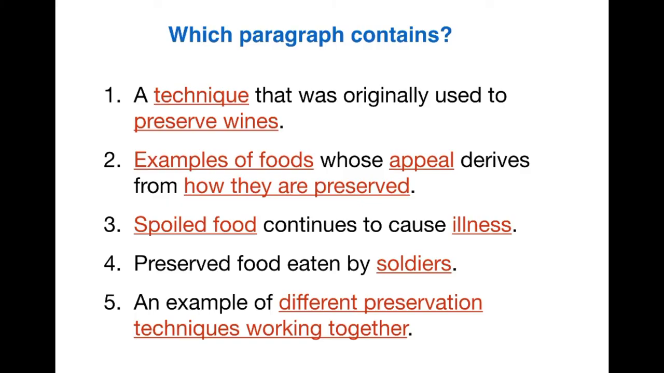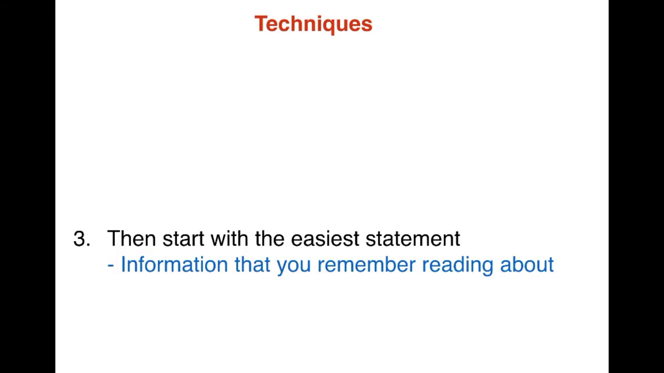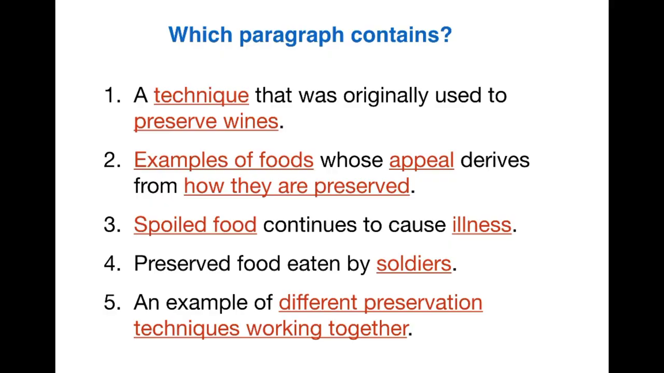Now that we've underlined the keywords in all 5 question statements, we can move on to technique number 3, which is to start with the easiest statement. And remember, the easiest statement will be the one that contains information that you remember reading about. Did you remember reading about any of those keywords that we saw in our list of statements? Well, let's check. Here are the statements again with keywords underlined. Do you remember any of those words from what we read in paragraphs B, C, D and E? Well, when I did this exercise, I remembered 2 of these. I can get 2 of these answers from memory.